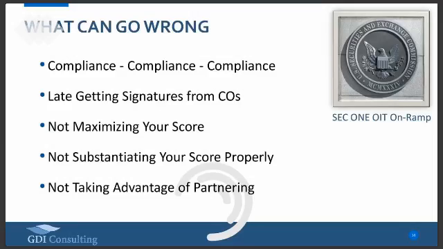On this one, on the SEC, you have to fill out Form 16, Attachment 16. If you don't fill it up properly for each contract, even though the CO might sign it, you're not going to get the scores. So filling up those forms and substantiating what you've claimed for is very important, and you have to work on that. And then lastly, and perhaps the most important, is not taking advantage of partnering.